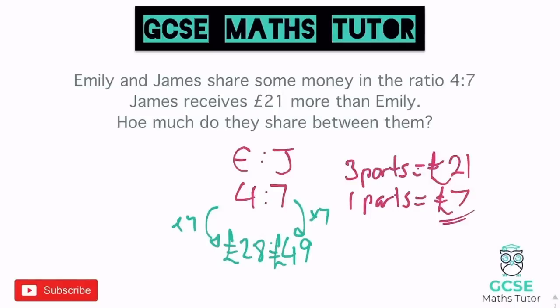It says how much do they share between them? So if we can add these together, it gives us the total amount. So 49 plus 28 gives us 7 and 7, so £77. There we go, so they share £77 between them.